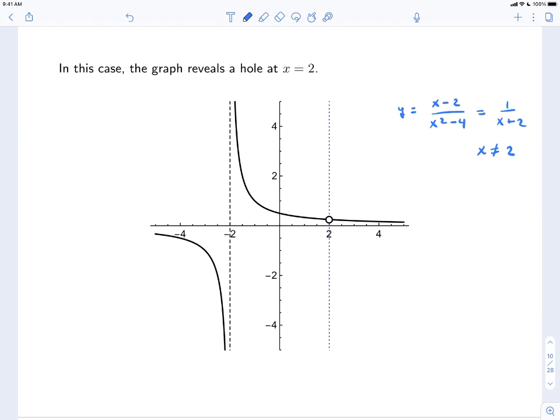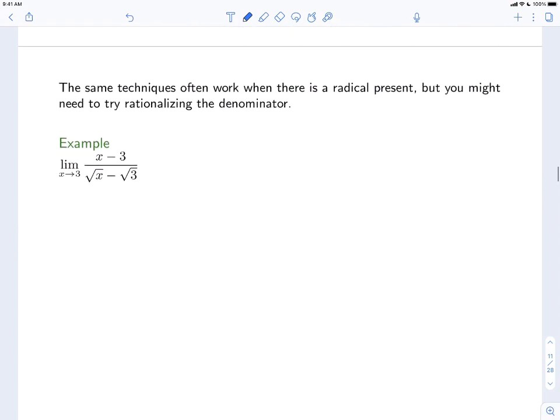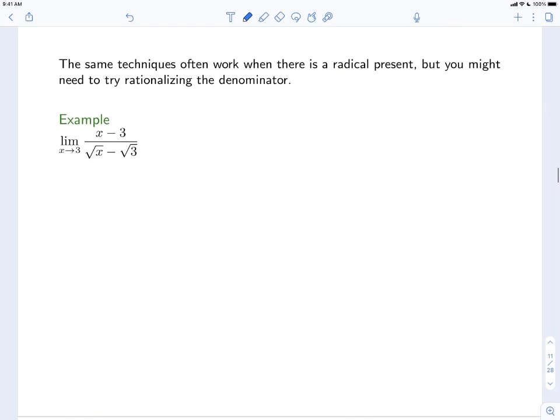Let's look at another example. In this example, we're going to use the same techniques, but we have a radical, so what we need to do is try rationalizing. In this case, we're going to rationalize the denominator. And the way you do that, since we have a square root of x minus a square root of 3 in the denominator, we multiply by square root of x plus the square root of 3. Of course, if you put it in the denominator, you have to put it in the numerator as well.